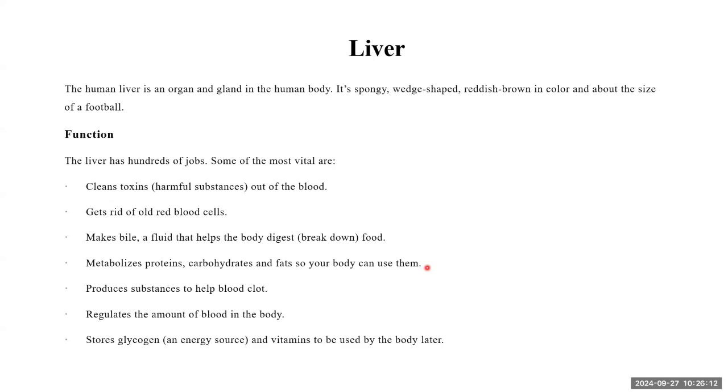It functions accordingly. It produces substances to help blood clot, regulates the amount of blood in the body, and stores glycogen, an energy source, and vitamins to be used by the body later. Glycogen is a macromolecule formed by the accumulation of many glucose molecules. It is a storable form of energy, a storable form of carbohydrate, and it is stored in the liver. Vitamins are also stored in the liver. Whenever they are needed, they are released under the influence of different hormones.